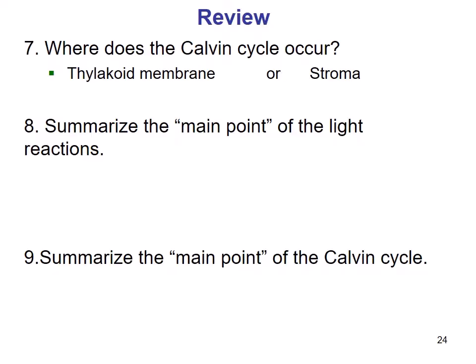The Calvin cycle happens in the stroma, and remember again, the stroma is part of the chloroplast. And then what's the main point of the light reactions? Really, the light reactions set the plant up for the Calvin cycle. So the light reactions produce the ATP and the NADPH needed to run the Calvin cycle. And then what's the main point of the Calvin cycle? The Calvin cycle produces the carbohydrate, so G3P, or you could say glucose as well.